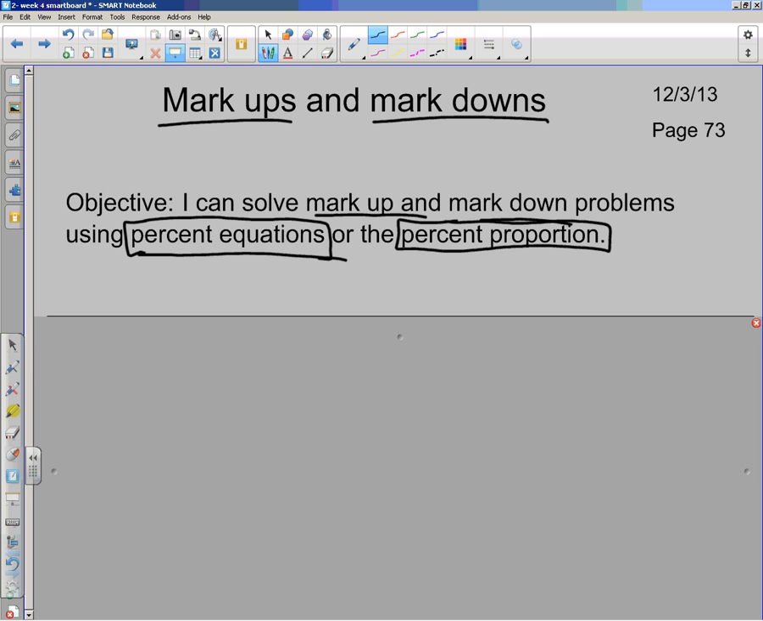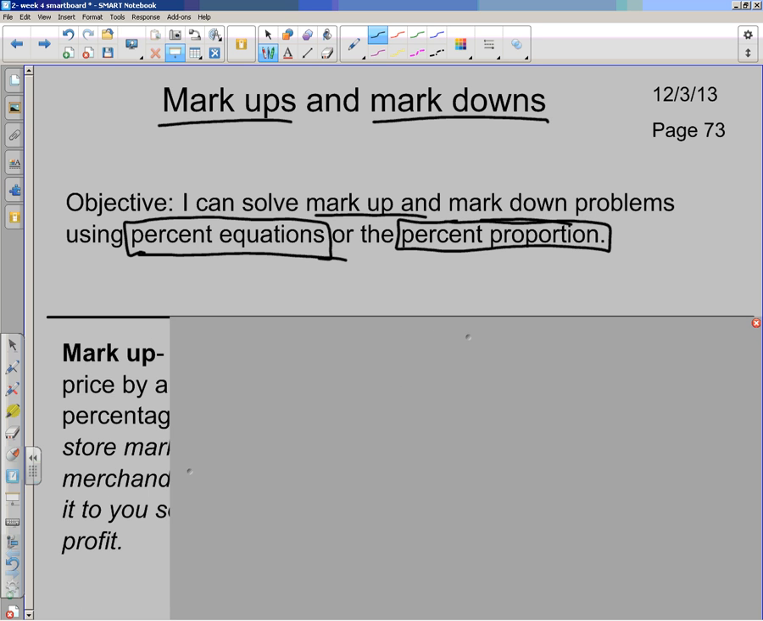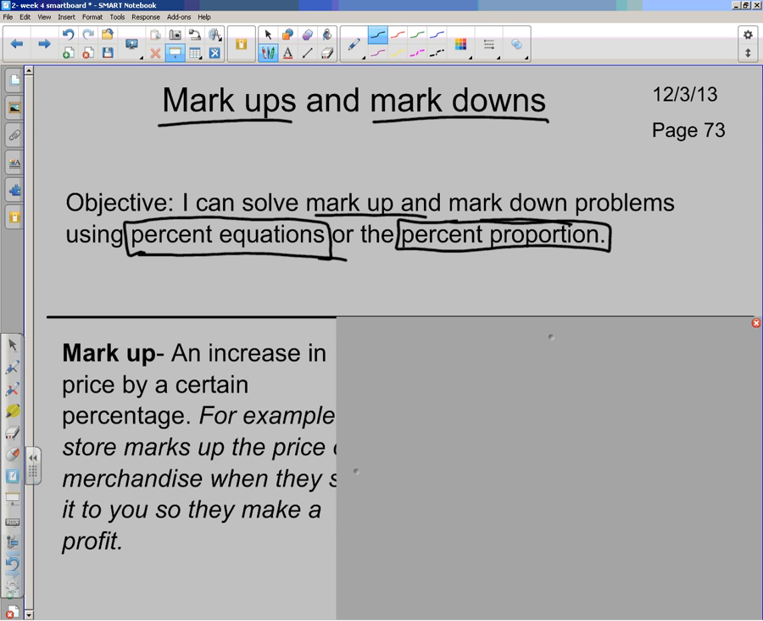All right, so first, before we can actually get into how we solve these problems, we have to establish what a markup and a markdown is. So please write this entire definition in your notebook. A markup is an increase in price. Up, increase, by a certain percentage. For example, a store is going to mark up the price of merchandise when they sell it to you so they can make a profit.